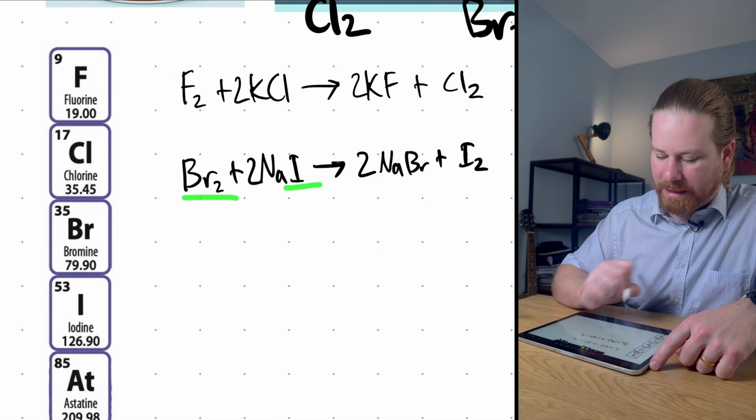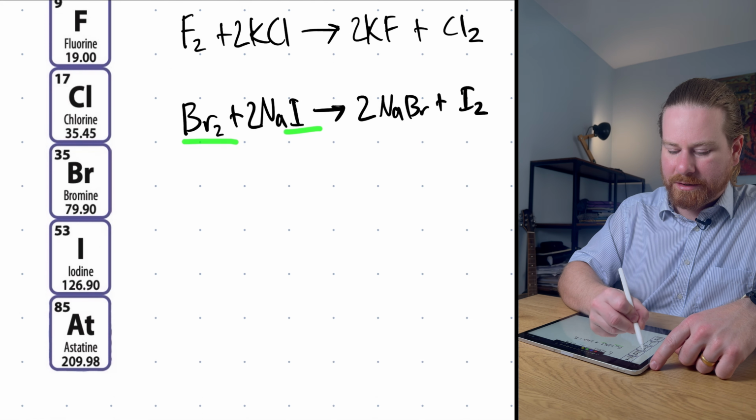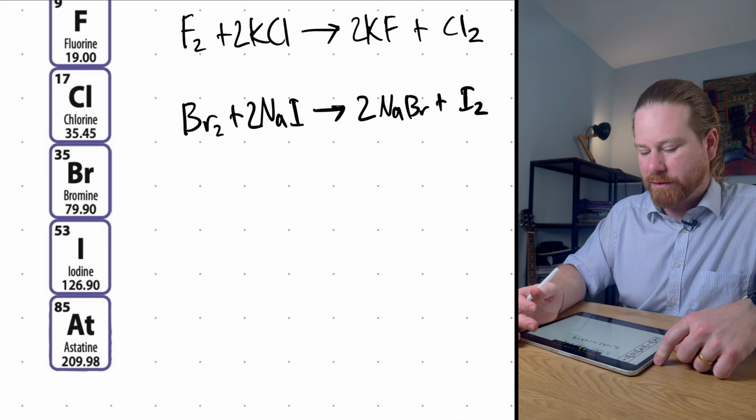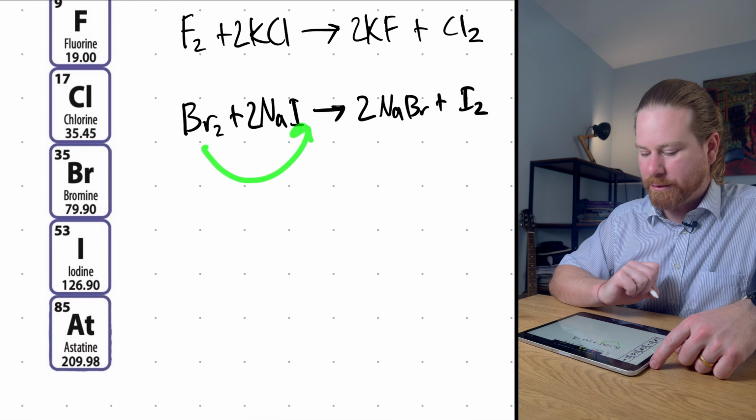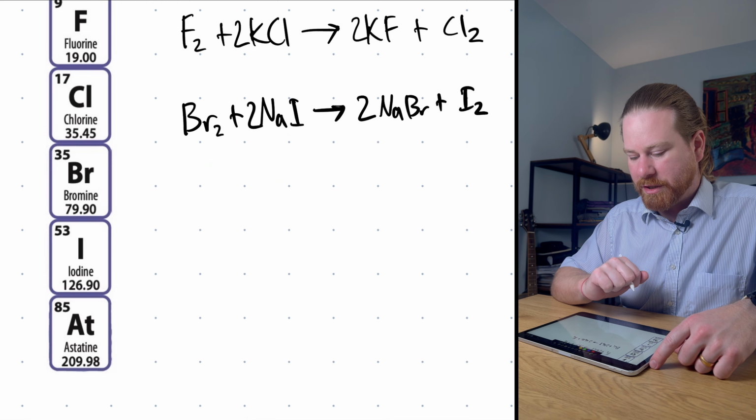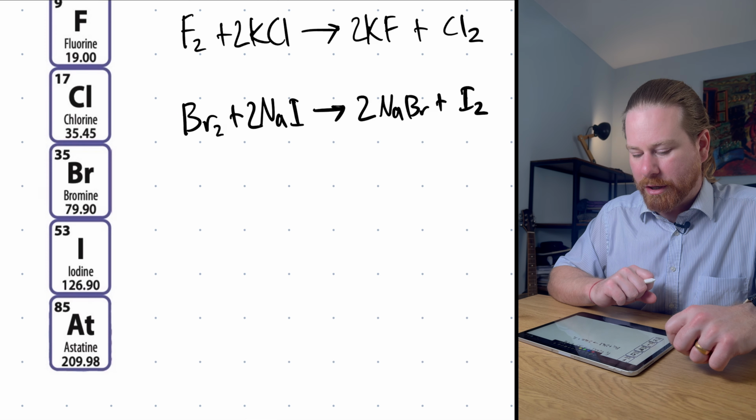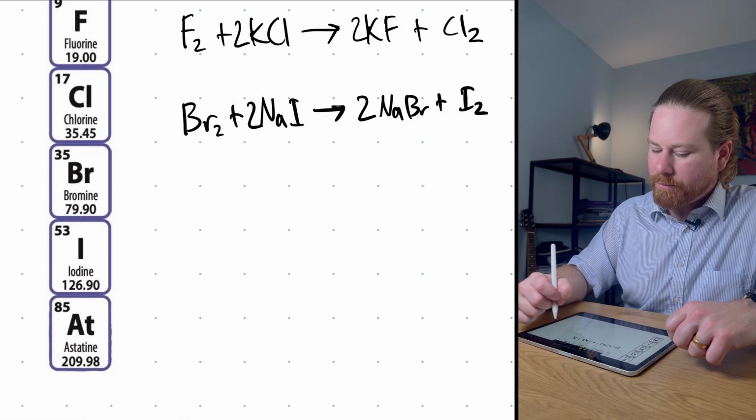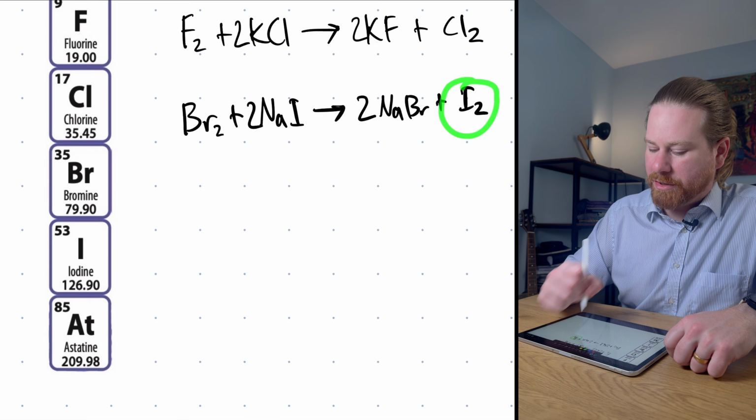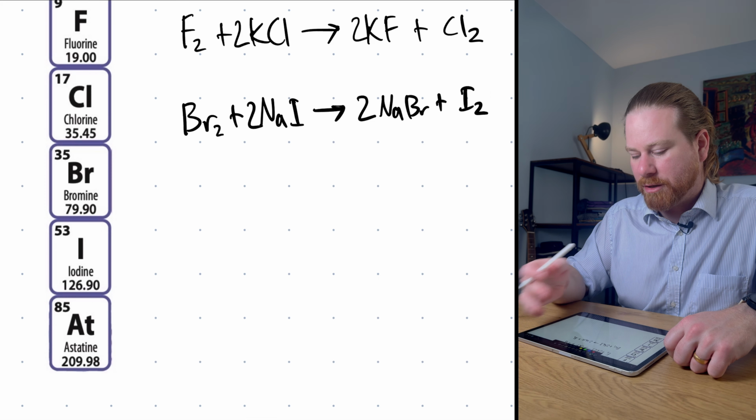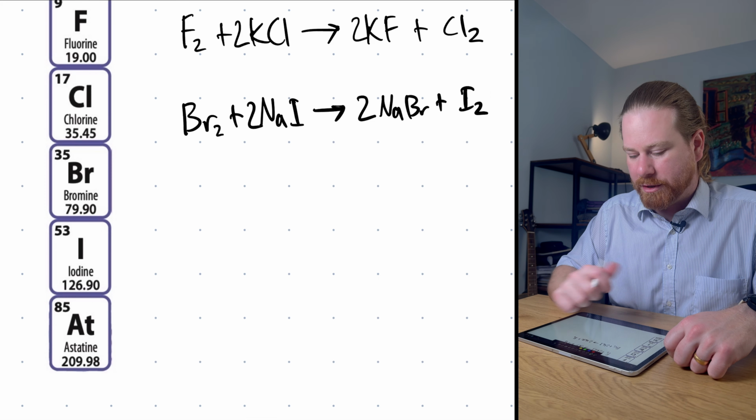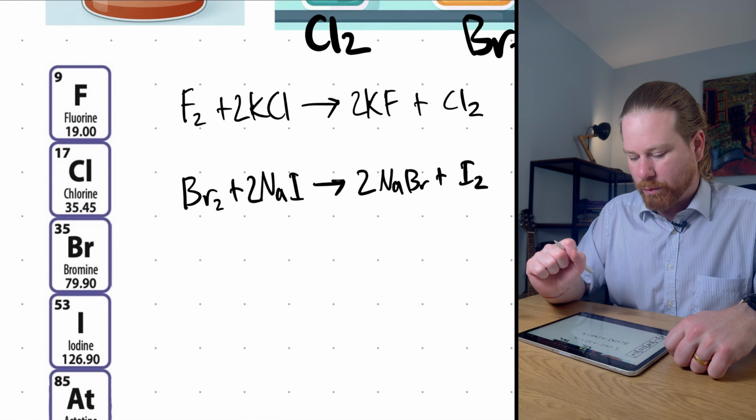Here we've got bromine and iodine. We can see this is going to react because bromine is more reactive than the iodine, so this is pushing the iodine out. What would we observe this time? We would start off with the orangey brown liquid, and because this would be in solution, we would end up with a purple liquid. So there we go.